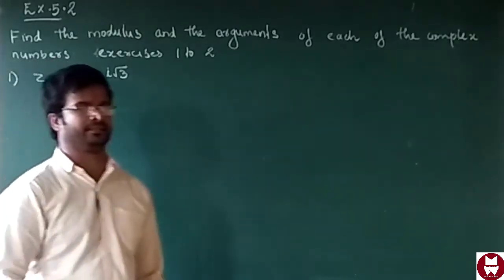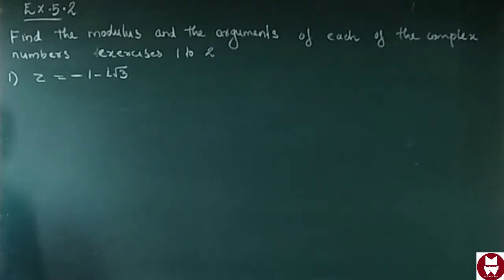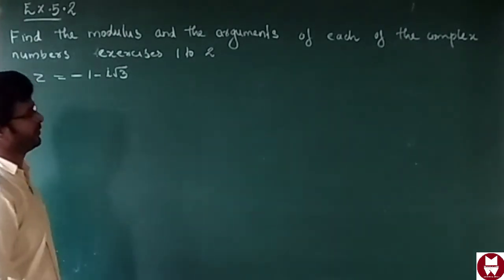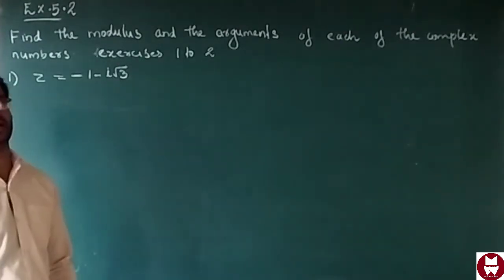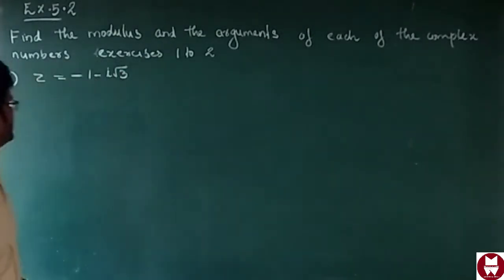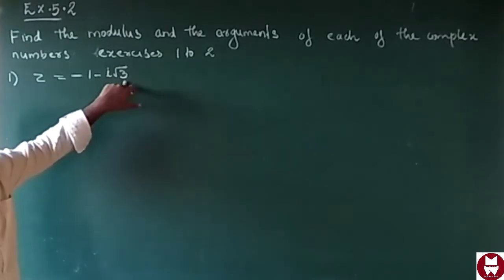Now we can start exercise 5.2, question number 1. Find the modulus and the arguments of each of the complex numbers. In questions 1 and 2 we have to find the modulus and arguments. Question number 1 is z equal to -1 minus i root 3.